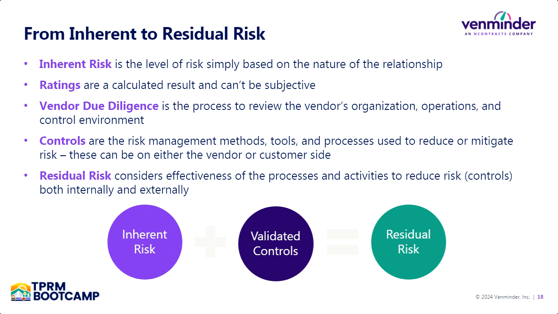Okay, so now we understand inherent risk and the risk levels, and we know what critical means. So how do we get from inherent risk to residual risk? Well, again, inherent risk is that baseline risk, that untreated risk that is just there naturally. We give it a risk rating, and then we do something called vendor due diligence, which we're going to talk about in the second session today. But this is the process to really review the vendor's organization, operations, and control environment.